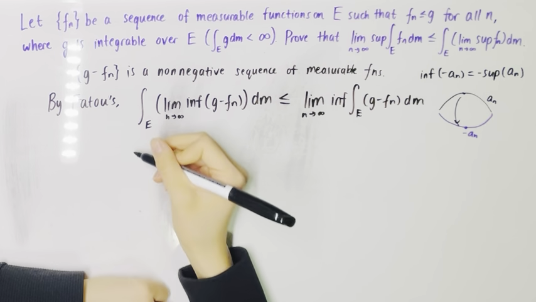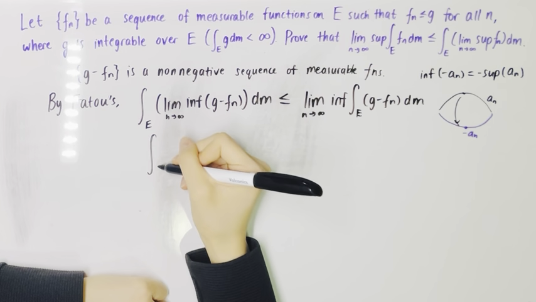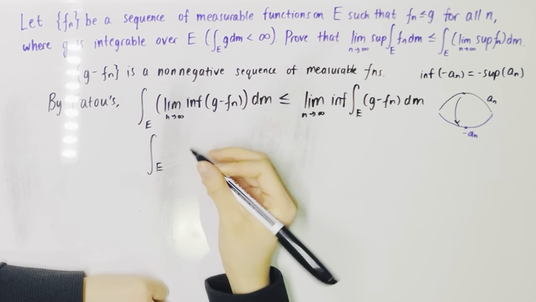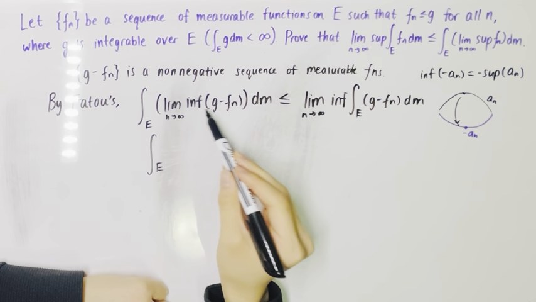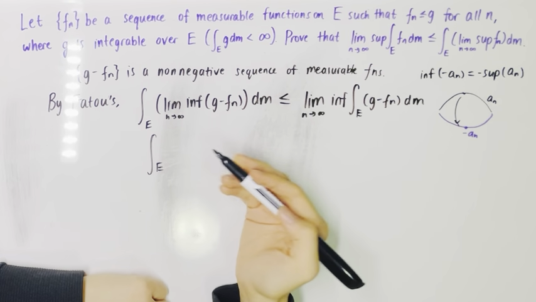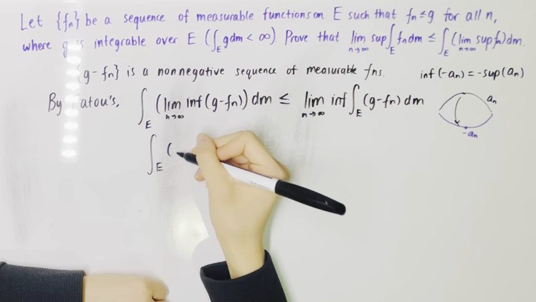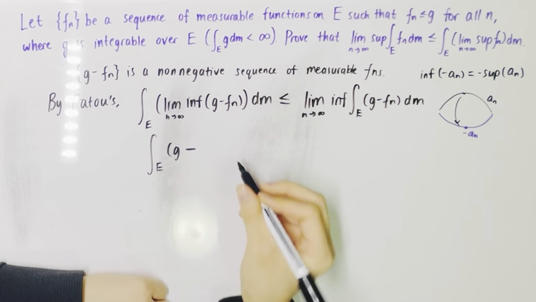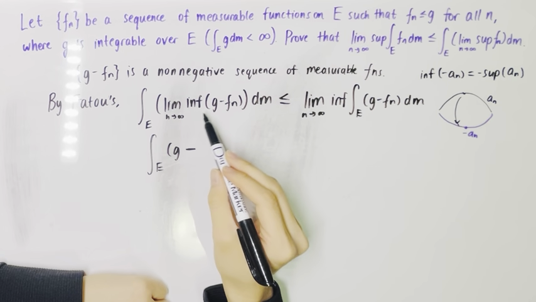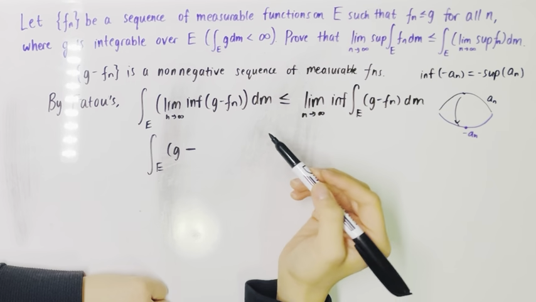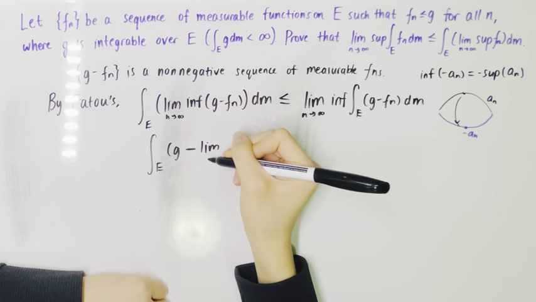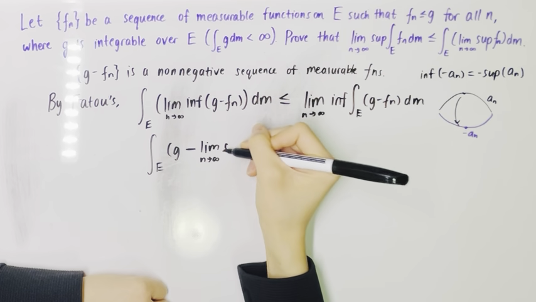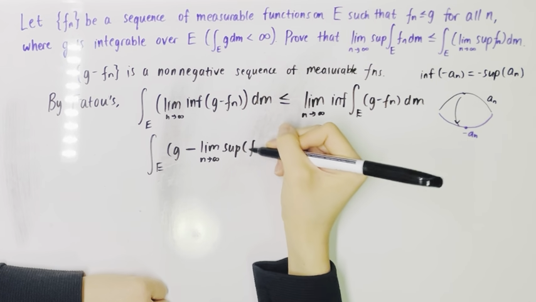Okay, so this is going to be equivalent to, well, you see g is not a sequence of functions, so when we take the lim inf of g, that's just going to still be g. This is g minus, but the lim inf of negative f sub n from here is going to be the negative lim sup of f sub n.